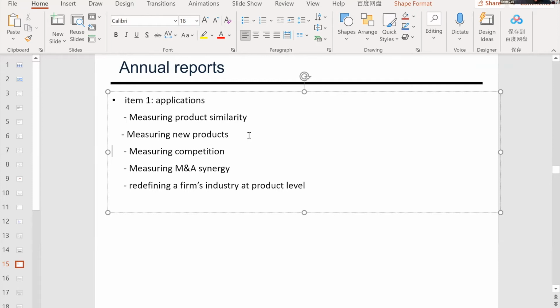Does that mean my competition with other products rises? Does it make sense to you guys? Because you can get the similarity, right? So last year, my product was only similar to 2 firms. But this year, my product is similar to 10 firms. These 10 firms' products are similar to mine this year. So from last year to this year, my competition rises because more people are producing products similar to my product. That scares me, right? So that's something you can use to measure competition as well.